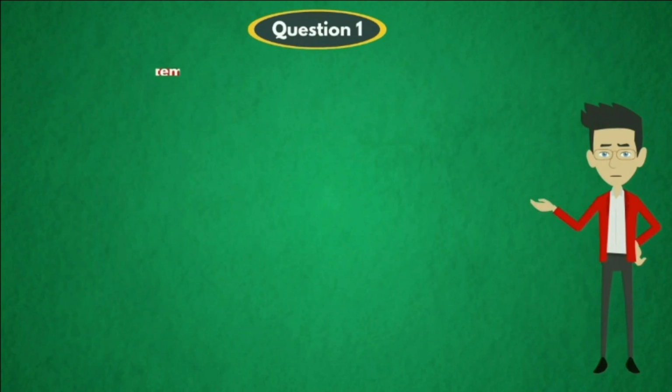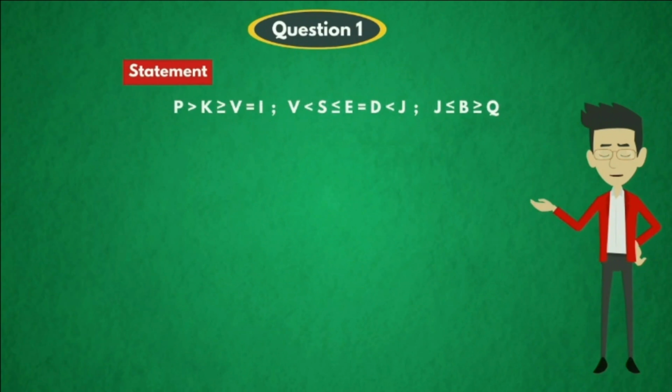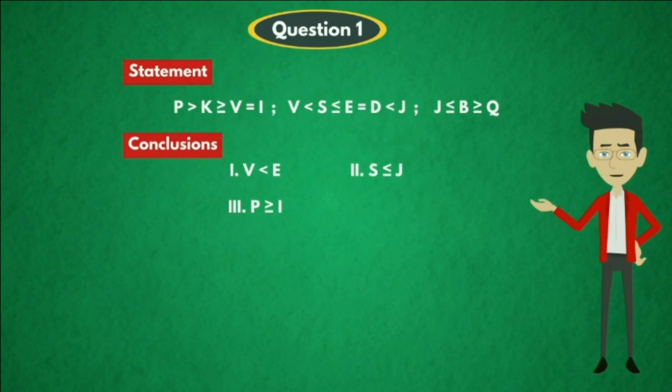Question number 1. Statement: P > K ≥ V = I, V < S ≤ E = D < J, J ≤ B ≥ Q. Conclusions. Conclusion 1: V < E. Conclusion 2: S ≤ J. Conclusion 3: P ≥ I. Conclusion 4: E < B.